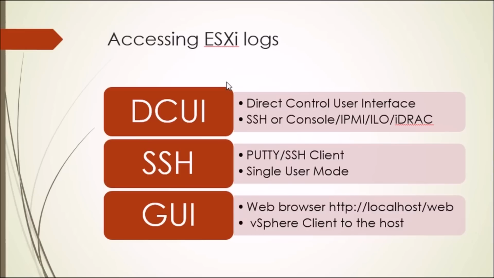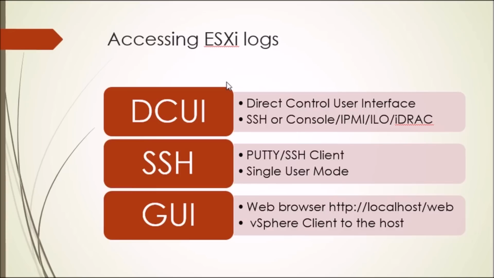Once you enable the ESXi shell and SSH, you can also connect directly to the single user console by using Alt F2, and you can enter the username and password. The username is root, and the password will be the default root password. That gives you a single user command line interface by which you can manually go down to var/log or var/run/log and check the logs.